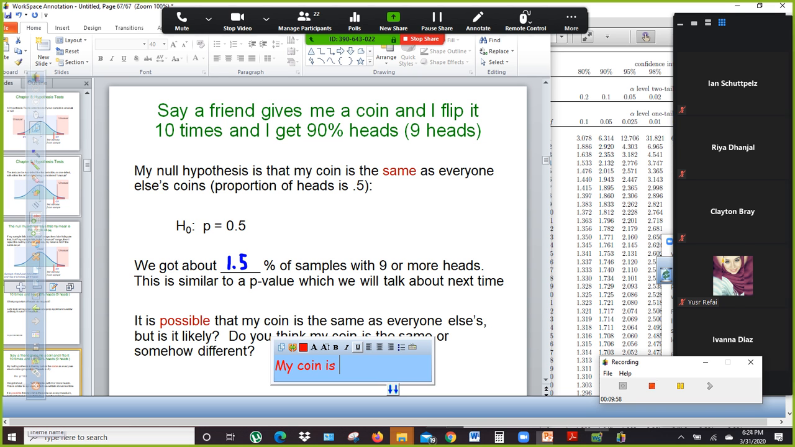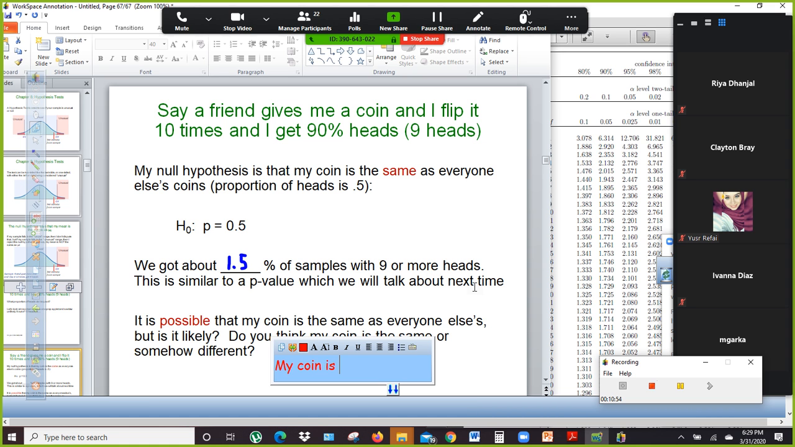So what we just did a second ago is we flipped 10 coins 1,000 times. We flipped 10 coins, and then flipped 10 coins again, and again, and counted how many heads we had. We only got 9 heads 1.5% of the time. So is it really unusual to get 9 out of 10 heads?